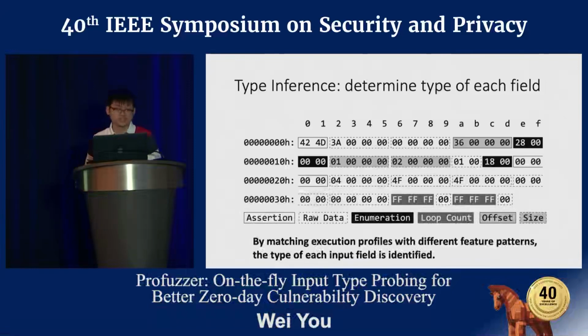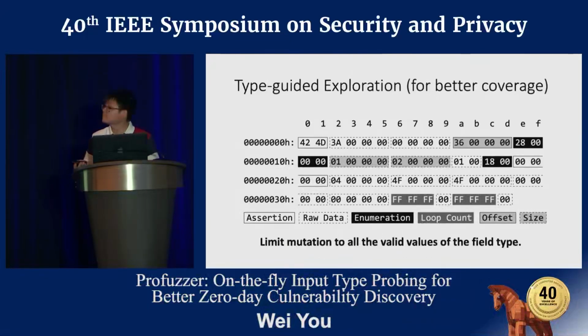So by matching execution profiles with different feature patterns, the type of each field is identified. We use different legends to mark different types of fields in this figure. As we can see, we have 6 types of fields that are identified. And the type information is used to guide further mutations. The guidance is provided in two aspects.